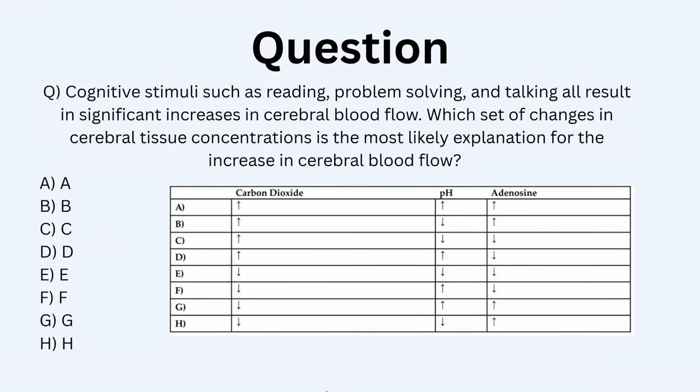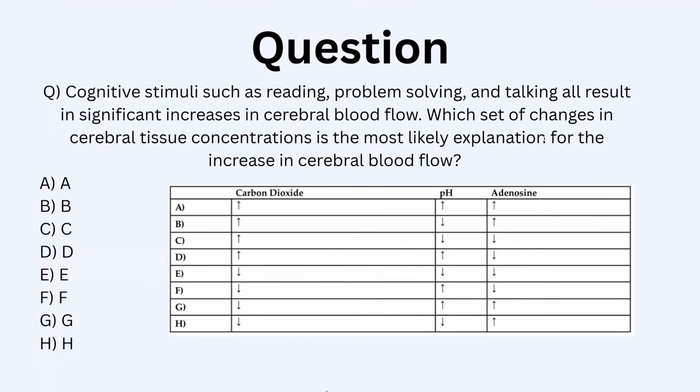Question time. Hold on, let me just move my Zoom thingy. Here we go. Cognitive stimuli such as reading, problem solving, and talking all result in significant increases in cerebral blood flow. Which set of changes in cerebral tissue concentrations is the most likely explanation for the increase in cerebral blood flow? Now think about it.